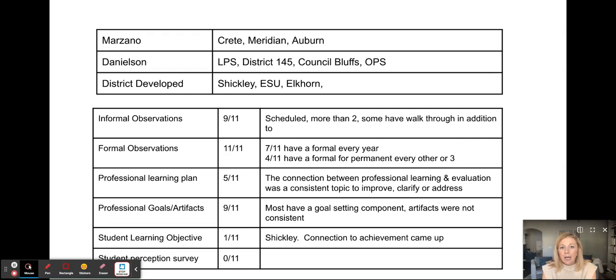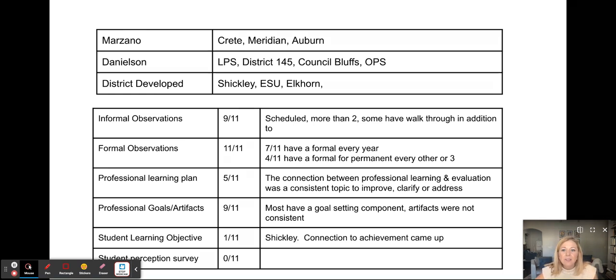And so 3 of our class participants use the Marzano framework. 4 of the districts use the Danielson framework, and then Shickley, the ESU, and Elkhorn use a district developed instructional framework. And then I also just looked to analyze how many districts had these different components as part of their process, because this week we're all going to get deeper into analyzing the individual components.